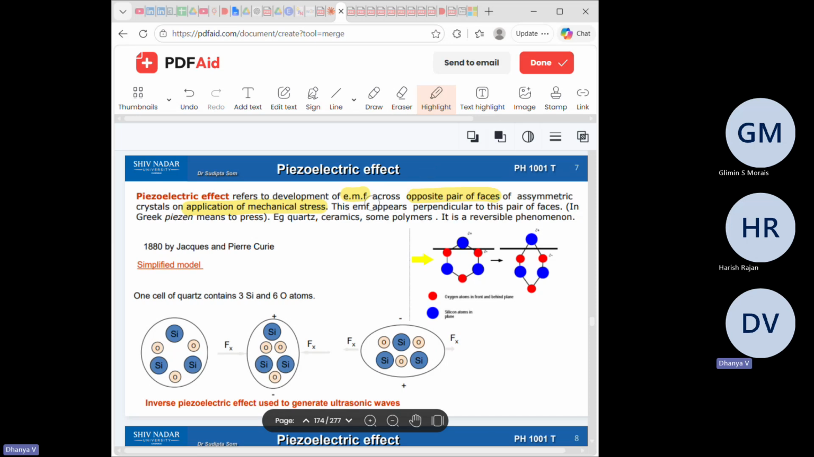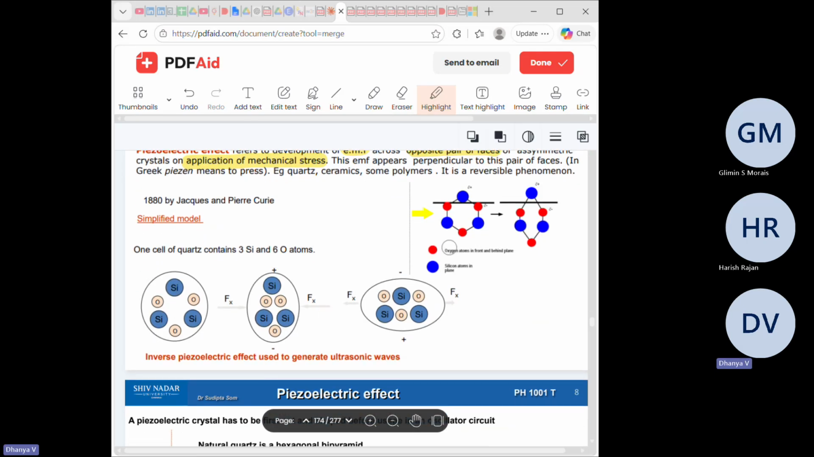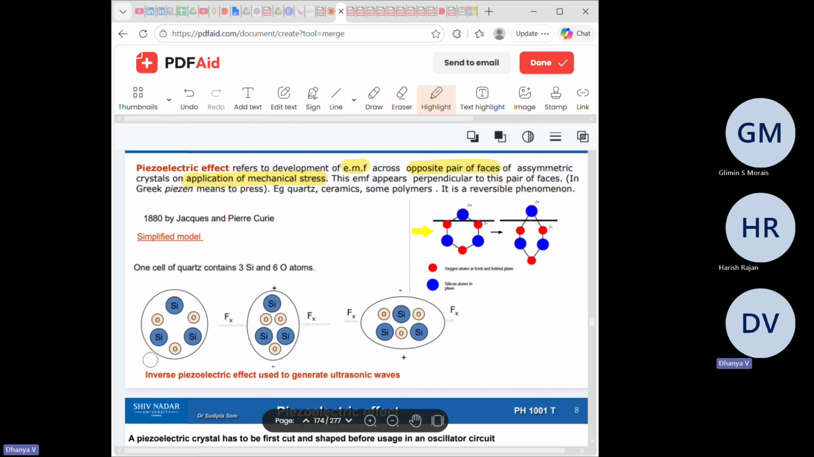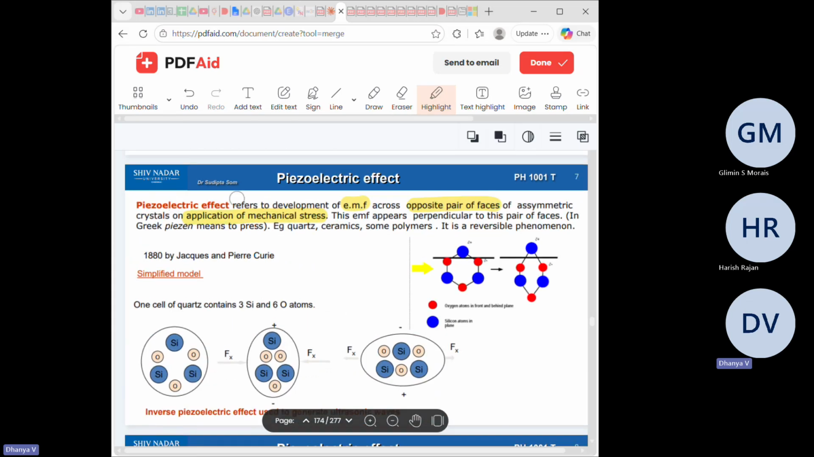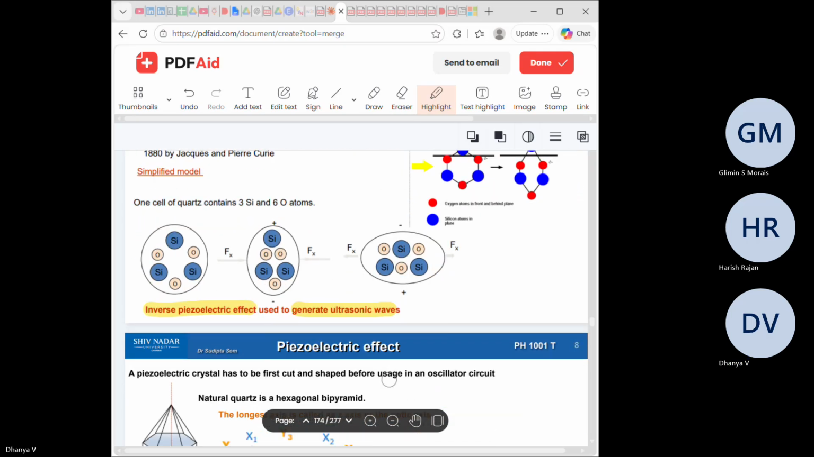Okay. And this is reversible. This is not irreversible, this is reversible. So this is what you looked at. Piezoelectric is this. Your inverse piezoelectric effect, that is vice versa, is what generates your ultrasonic waves.